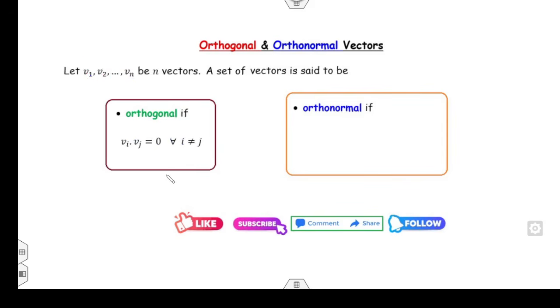On the other hand, the vectors are said to be orthonormal if vi dot vj is 0 for all i not equal to j, and the second property is that the norm of each vector, the length of each vector, must be 1. Then you can say the vectors are orthonormal.